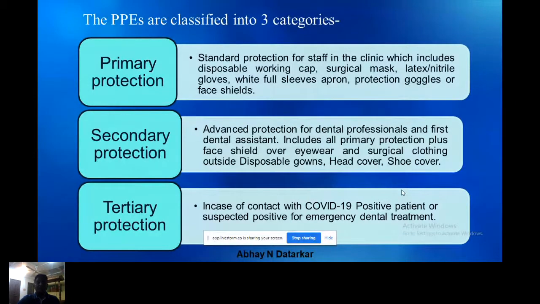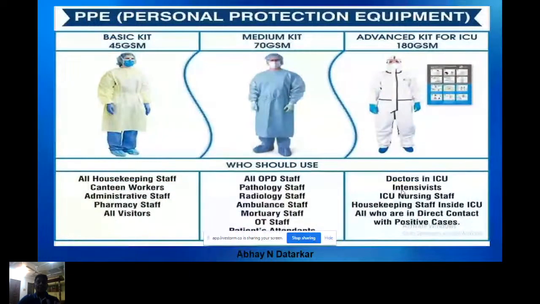And the tertiary protection kits are basically the highest standard, which are used in the COVID wards. All those frontline workers who are actually treating the patients need to have the tertiary protection kits. I'll show you diagrammatically what is available in this. For our staff, like the receptionist and the second assistant, we can provide the primary protection PPE kits, and for the doctor and the first assistant, we can provide the secondary protection kits. You can see the PPE on my screen.